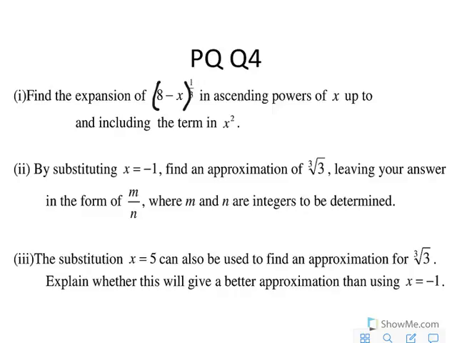Okay, so now we're going to go through PQ question 4. This is power series, PQ question 4. In part 1, we need to find the expansion of (8 minus x) to the power 1/3 in ascending powers of x up to and including the term in x squared.